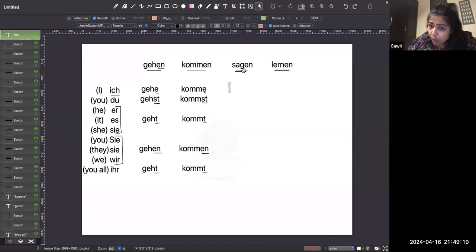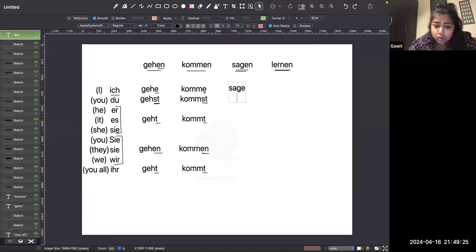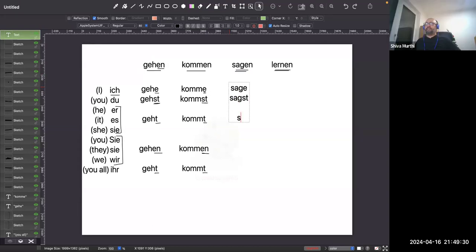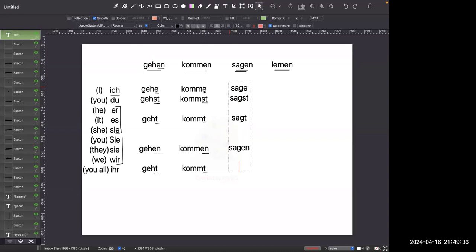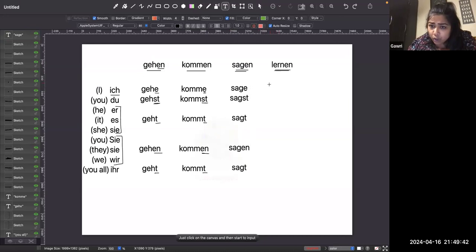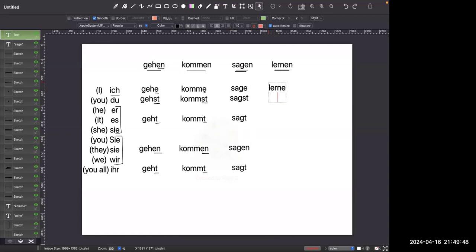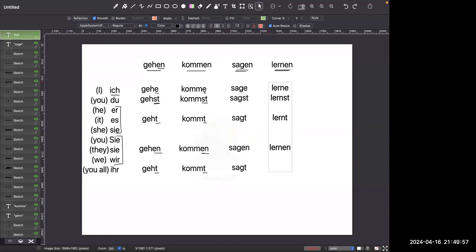So guys, what is the form of sagen with ich? Sagen. With du: sagst. Here it is: sagt. With sie and wir: sagen. Here: sagt. Then for ich, what is the form of lernen? Lerne. Genau.